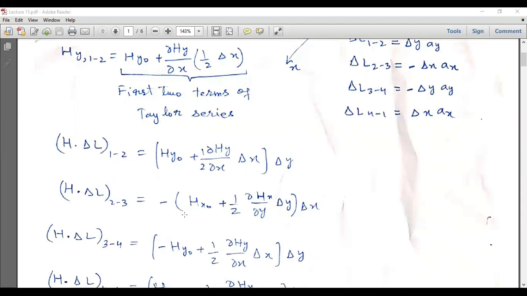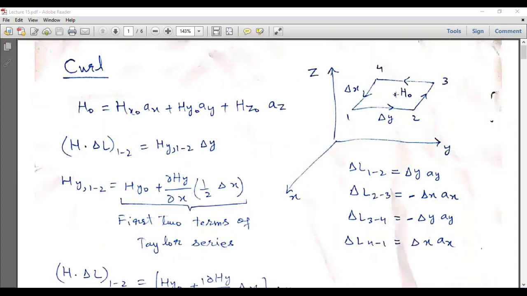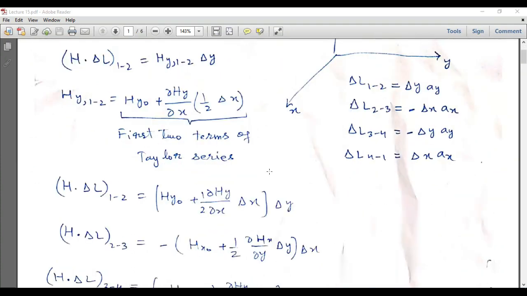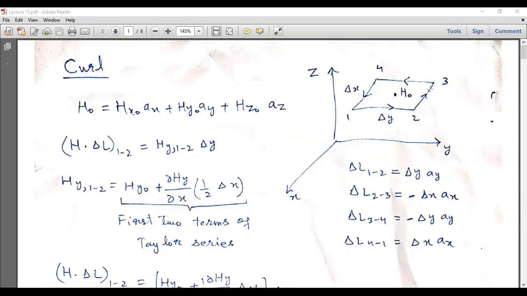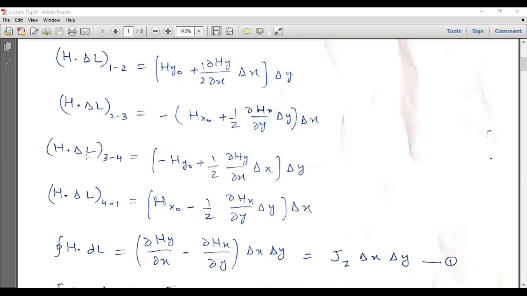So that's why here we have minus delta x, and we will consider the x component of the magnetic field intensity, which is Hx naught at this point, and from this point up to this point the variation is taking place with respect to the y-axis, so partial Hx naught over partial y will be written over here, and this negative sign is due to the opposite direction of this delta x with respect to x-axis. Similar procedure can be applied for implementing Ampere's law for this path 3 to 4 and for 4 to 1, and we will have such expressions H dot delta L from 3 to 4 and H dot delta L from 4 to 1.